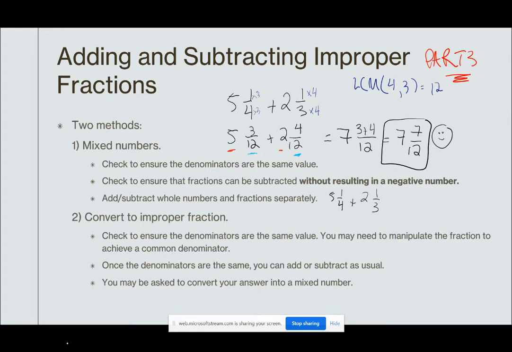I'm going to multiply 5 and 4, and I'm going to add the 1. So 5 times 4 is 20. 20 plus 1 is 21, all over 4. Okay, I'll do the same here. 2 times 3 is 6. 6 plus 1 is 7, all over 3. Because my denominator doesn't change, it stays the same.